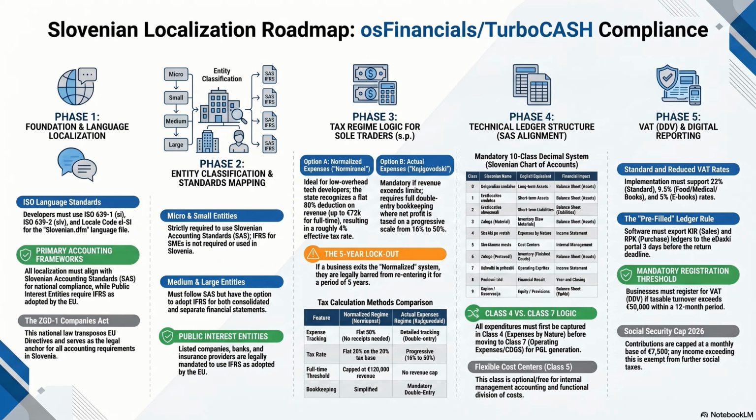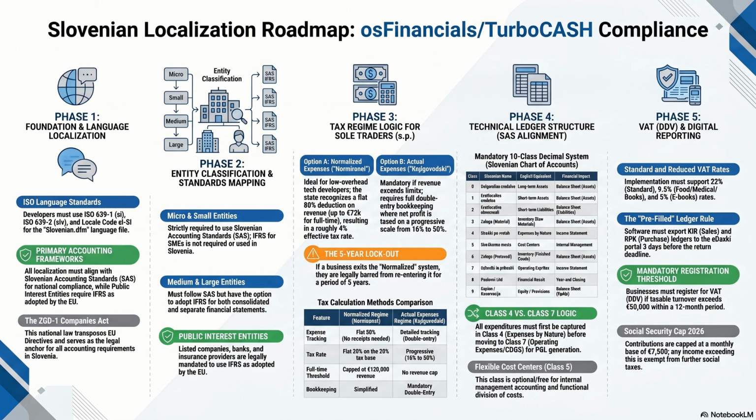tax rate? Right. Like, why do developers even bother building the actual expenses module in the software if everyone is just going to pick the cheat code? Well, because the government is well aware of how advantageous it is, so they built strict guardrails that the software must actively police. Oh, I see. Yeah, the software doesn't just cheerfully calculate the 4%, it acts as a gatekeeper.